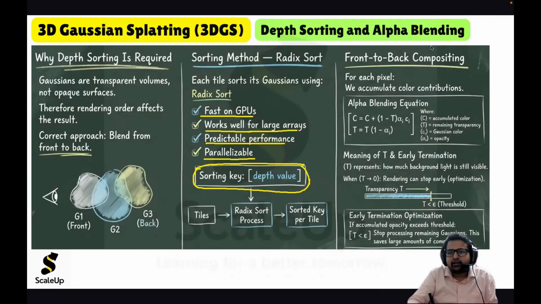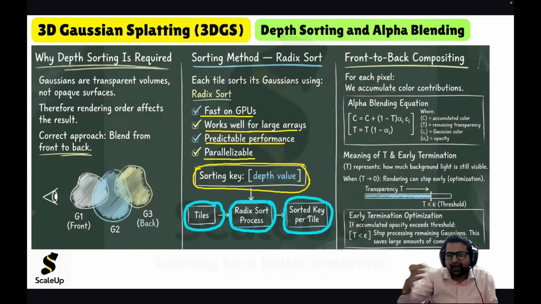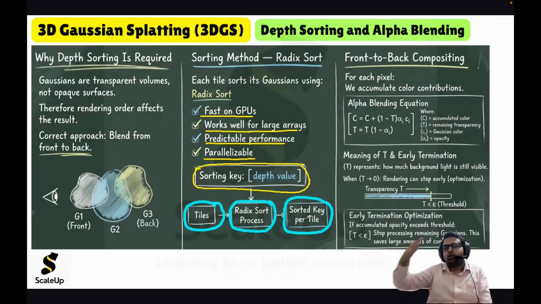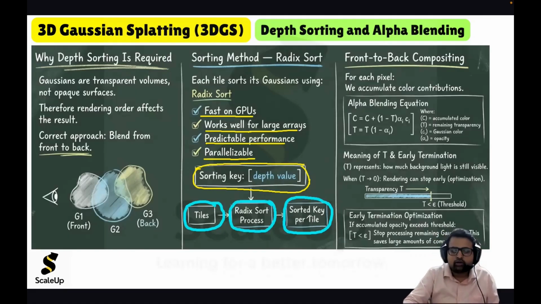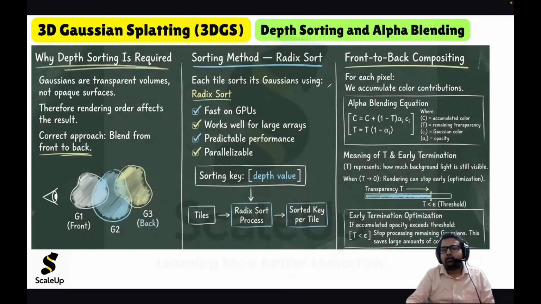The idea is that every tile will have lots of 3D Gaussians. We will use the Radix sort to sort based on the depth values. I'll get the sorted keys per tile, and that will tell us which 3D Gaussian will be on top, and then the priority after that. So this is how it will be done. That is the Radix sort. That is depth sorting.